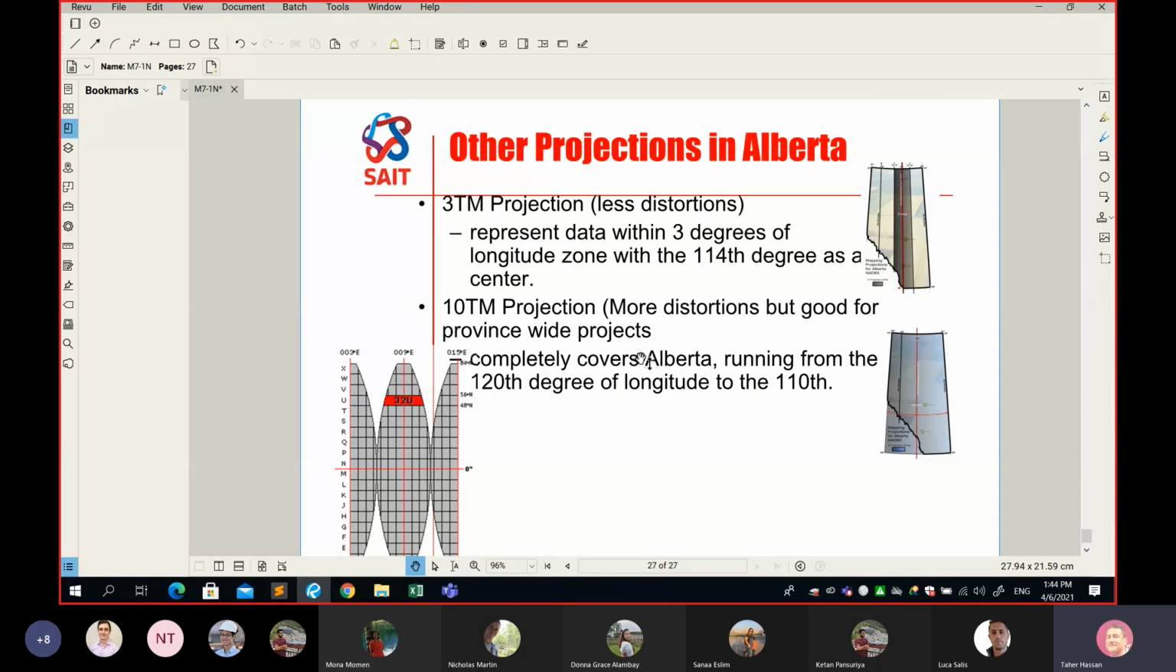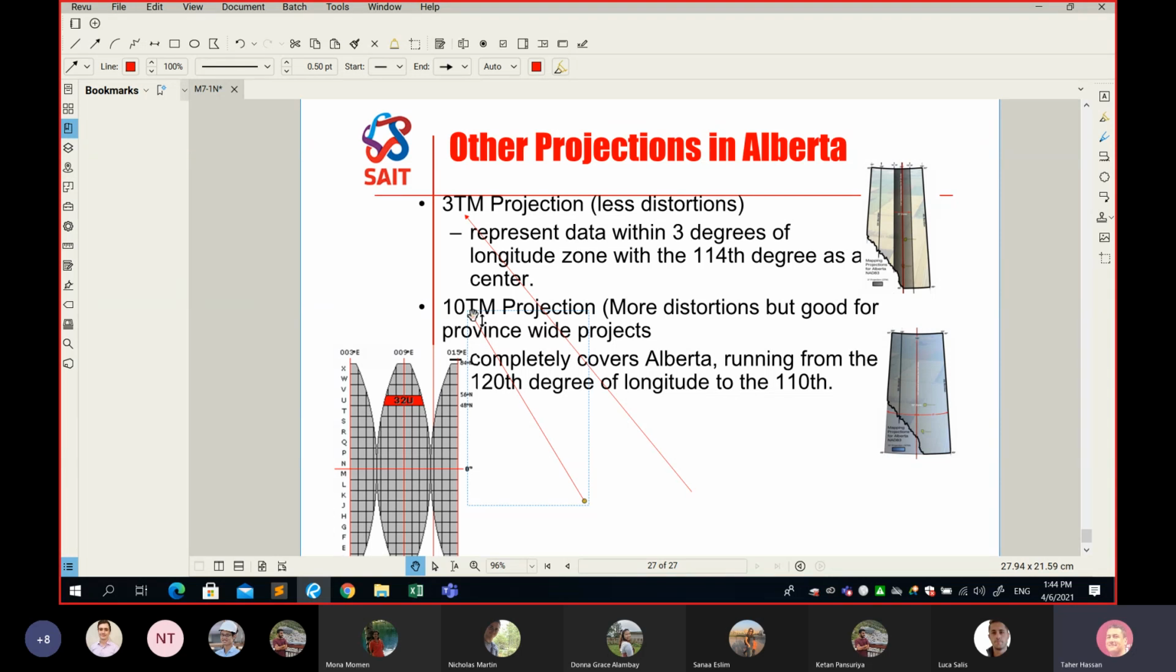projections called 3TM and 10TM. I know some of you already guessed it. When I say UTM, it means a 6 degrees wide zone. While 3TM, from the name, means the zone width is 3 degrees. And also there is 10TM. It means the zone is 10 degrees.